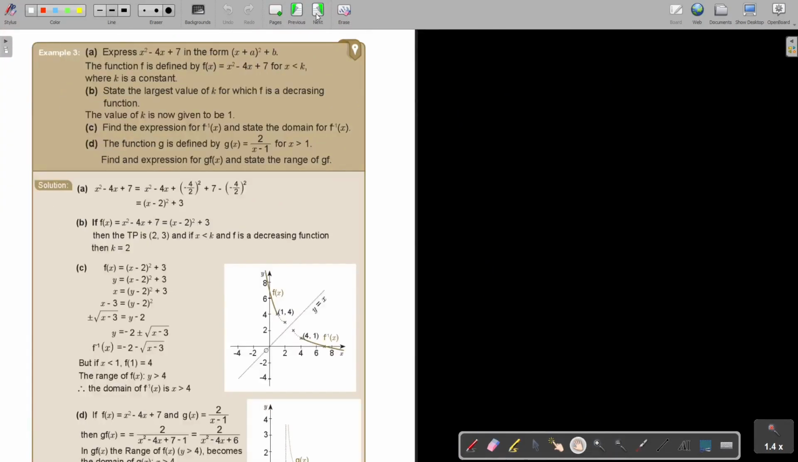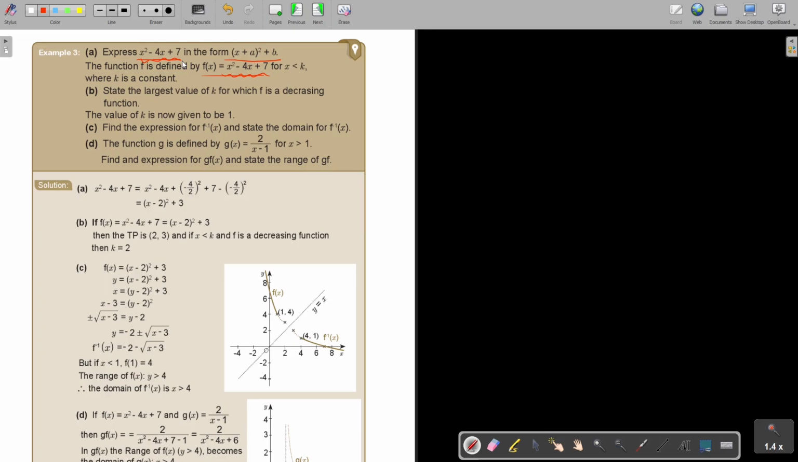Let's start with example 3. Express this in the form. They love this question in functions. Okay, and it's a very easy one. The function f is defined by this, and you will always see that this is the same as this, for x is smaller than k, where k is a constant, so they don't give you the domain.